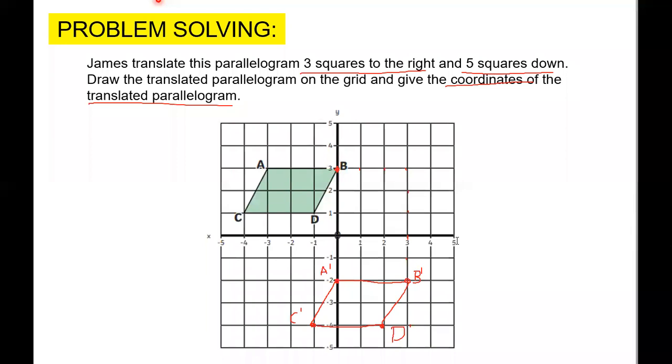Now let's write the points of the image, which is 0, -2. Now let's go to B. B is in 3, -2. Let's go to C. C is -1, -4. And the last one is 2 and -4. Okay, this is how to sketch and write the coordinate points of the translated shape.